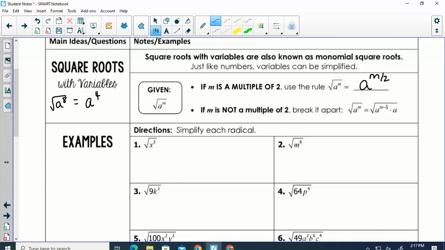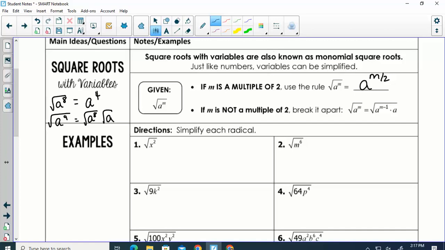If it's not a multiple of 2, in other words, if it's an odd number, then we have to break it up. We're going to separate it. So I think this is a little confusing the way it's written. If I said the square root of a to the 9th, we could think of that as my 8 pairs and then 1 more, right? 8 plus 1 is 9.